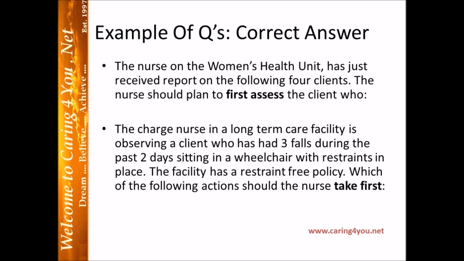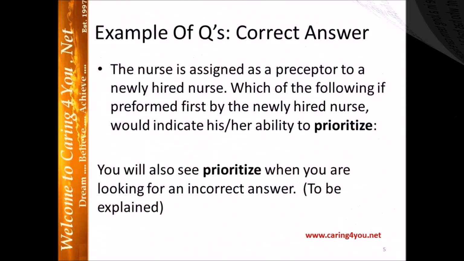So we've seen two examples. We've seen the use of the word correct, and we've seen the use of the word first. We know the NCLEX is asking us to pick a correct answer. Don't think of it as a priority question, right? Think of it as a correct answer. If there's two or more answers that can be correct, then pick the best answer.